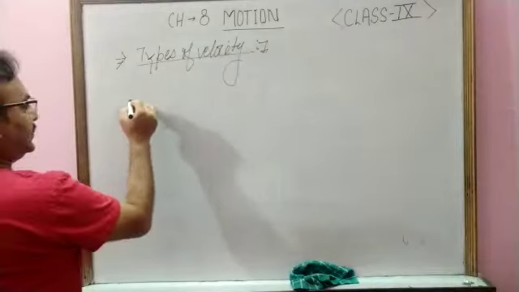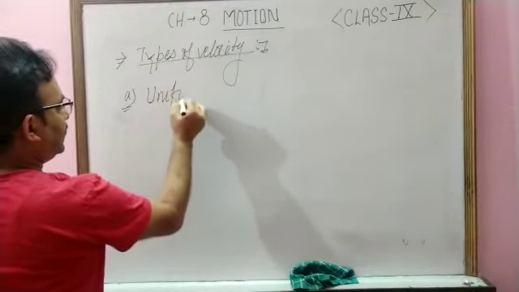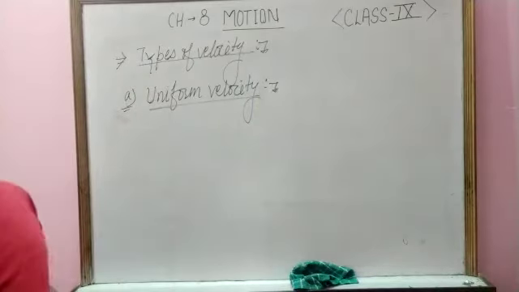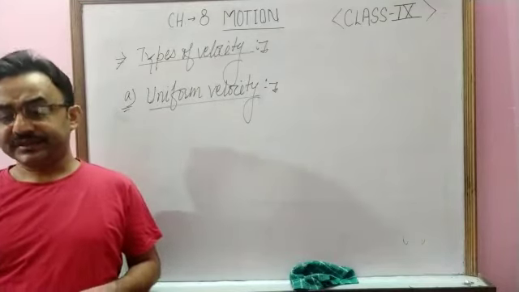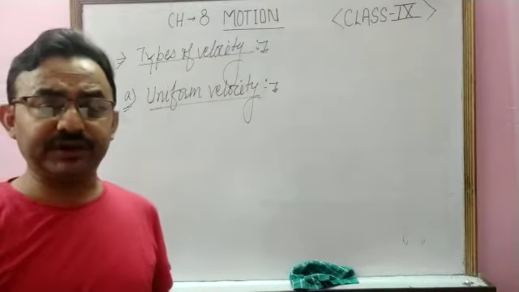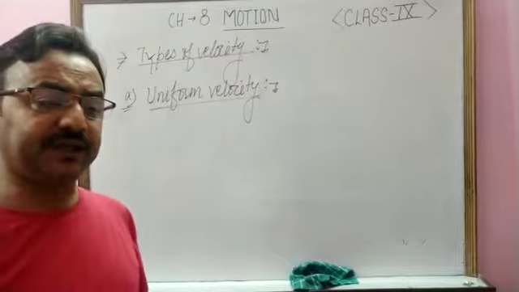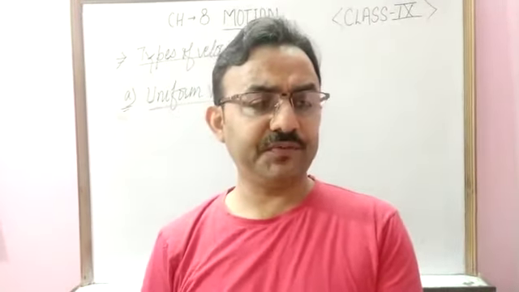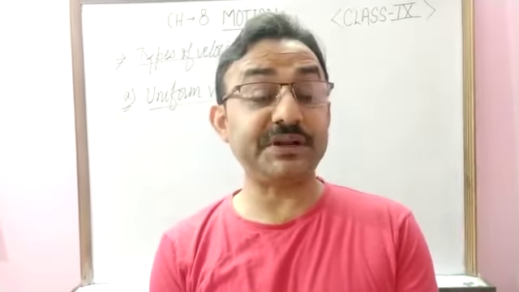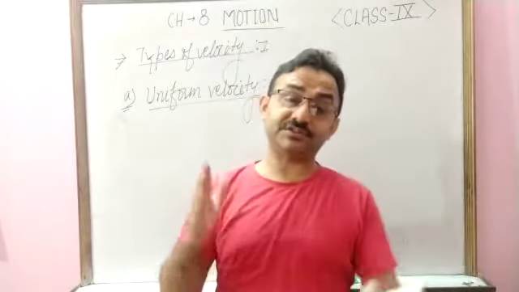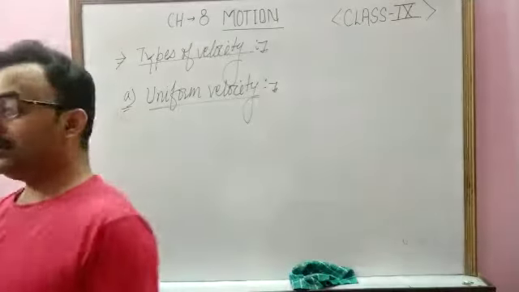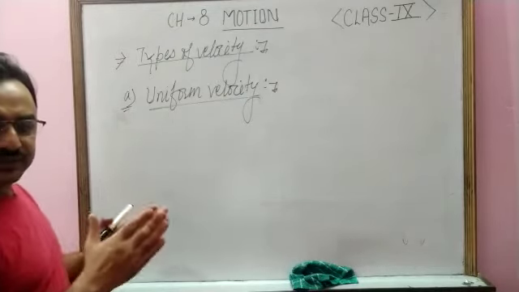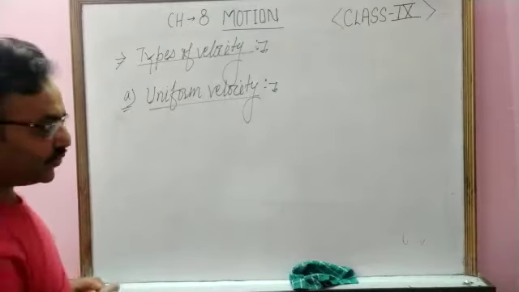First of all, about uniform velocity. Uniform means same. So you may write the definition. A body is said to have uniform velocity if it covers equal displacements in equal intervals of time. Is it clear?